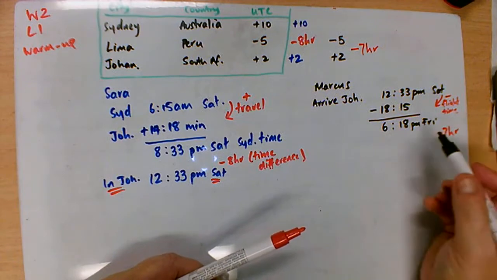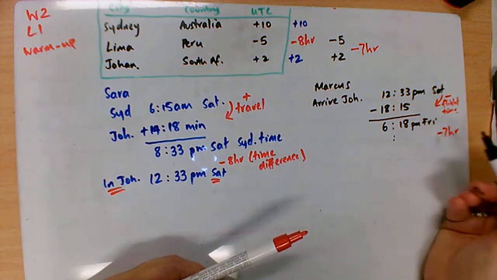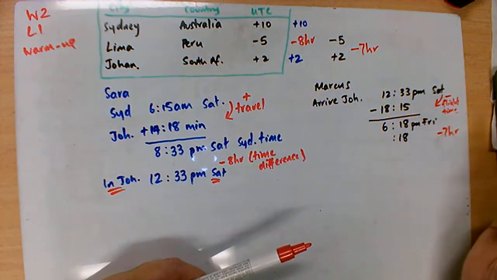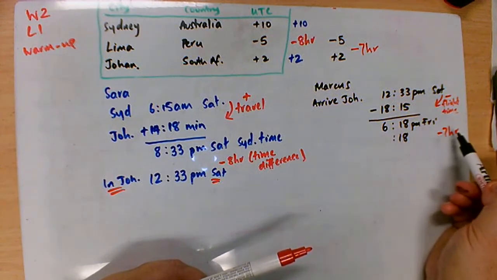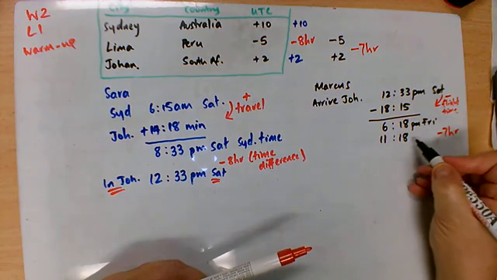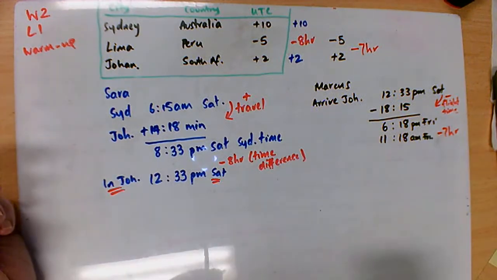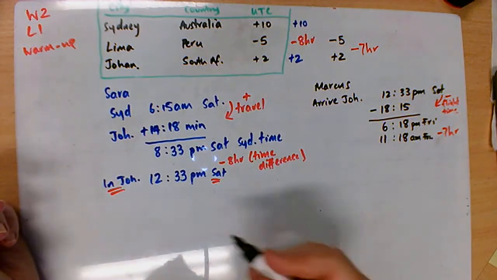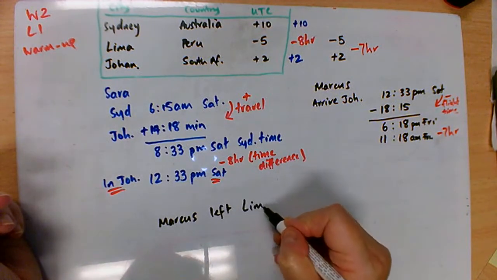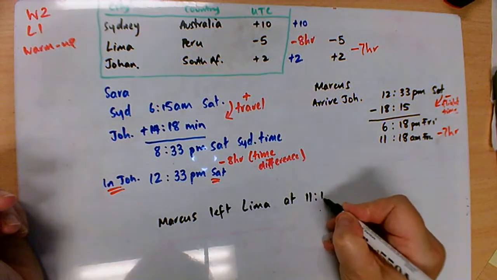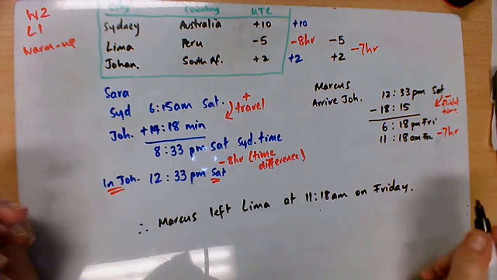So if it's 6:18 p.m. on Friday, we need to take away the 7 hours. It's still going to be 18 minutes past the hour. So we take 6 hours away will get us to 12:18 p.m. We need to take another hour away, which will give us 11 a.m. on Friday. So therefore our answer to the question that's been asked, Marcus left Lima at 11:18 a.m. on Friday. Make sure you leave a worded answer.